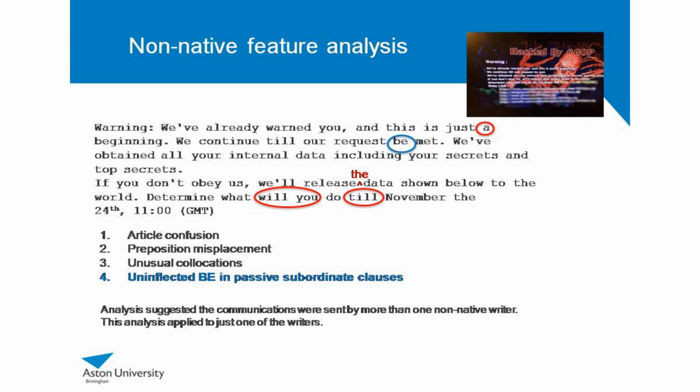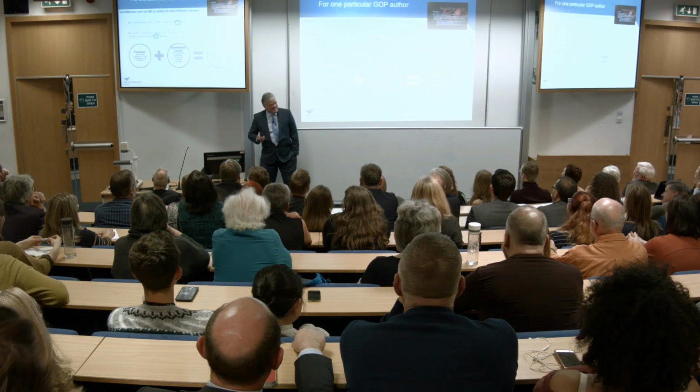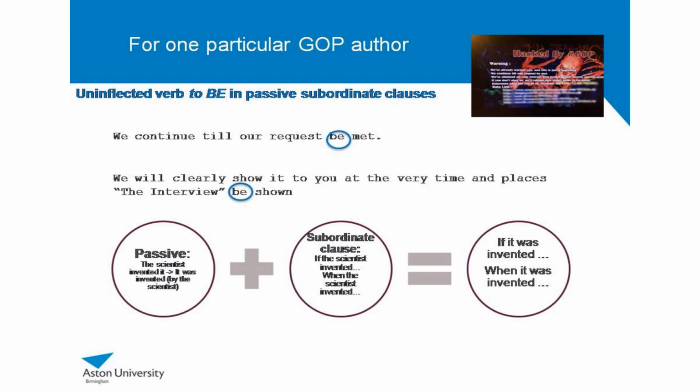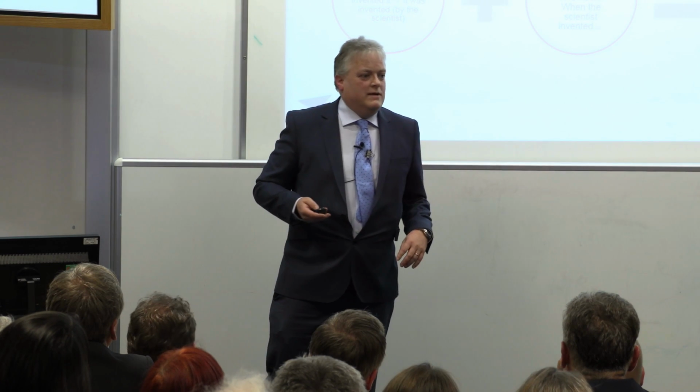We can work out that these aren't native English speakers. There's errors here. The one I want to focus on is the uninflected be in passive subordinate clauses, which is going to thrill you. So let's go there. A passive voice, you know, the scientist invented it rather than it was invented by the scientist. Subordination, if the scientist invented it, and so on. You put those two things together. And what these people are doing is going with the infinitive form, just to be. We continue till our request is met would be an inflected response. These people's English is affected by another language they speak.